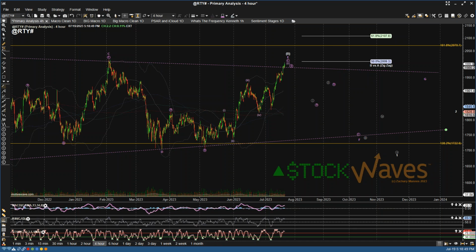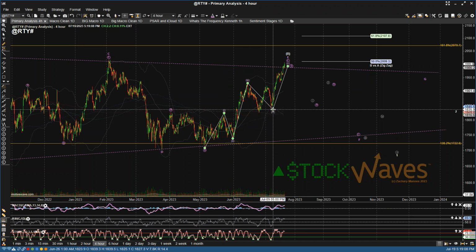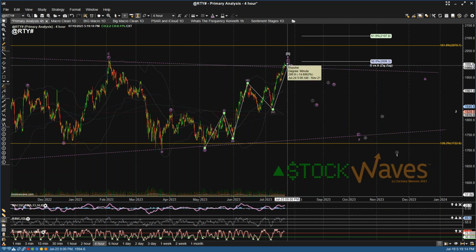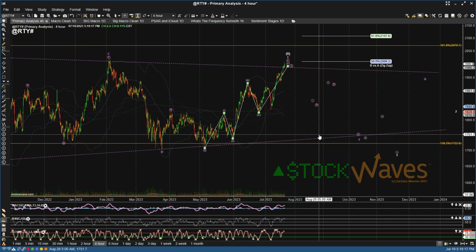Shola says, what if 4 was a running flat? I don't know which 4 you're talking about. You typed in a 4 of this degree, a parentheses, lowercase Roman numeral 4, but I'm not sure if that's the 4 that you're talking about. Yeah, this could be a running flat, but you still have what looks to be a potentially completing 5th wave. It looks pretty proportionate.